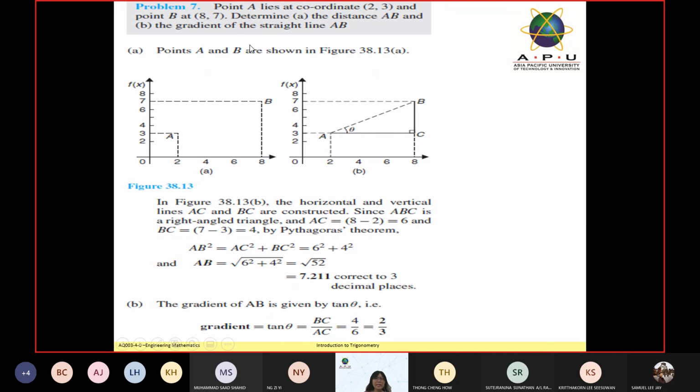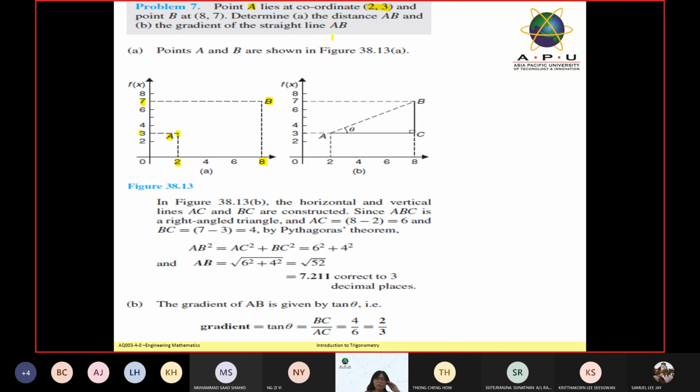Okay, so point A lies at the coordinate of 2, 3. So it's here. Then the point B is at 8, 7, another coordinate. So determine, in part A, the distance for AB and the gradient of the straight line AB.